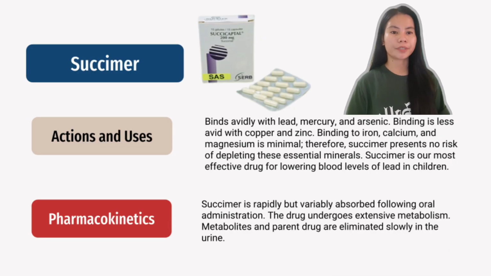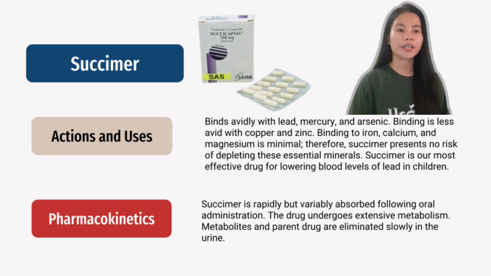Next is succimer. Actions and uses. So succimer binds avidly with lead, mercury, and arsenic. So binding is less avid with copper and zinc. Binding to iron, calcium, and magnesium is minimal. Therefore, succimer presents no risk of depleting these essential minerals. And succimer is our most effective drug for lowering blood levels of lead in children.